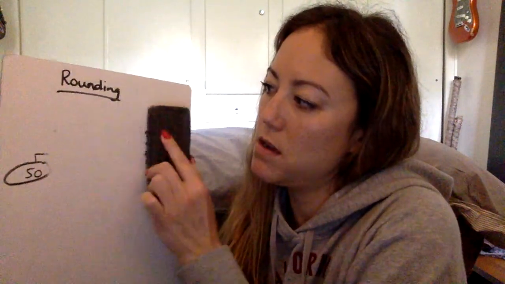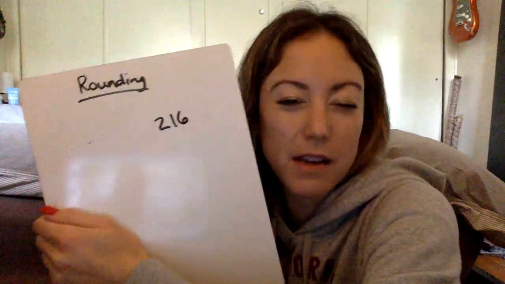Okay, so let's do another one. You can have your paper and pencil in front of you or a whiteboard. We're still going to round to the nearest 10. What if we wanted to round something that's in the hundreds but still to the nearest 10? So what if we wanted to round 216 to the nearest 10?